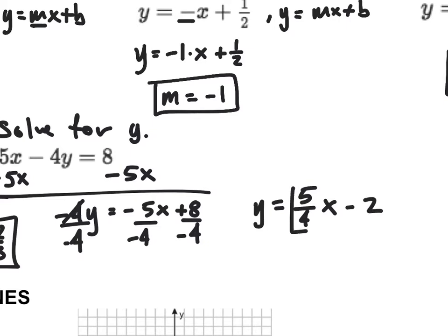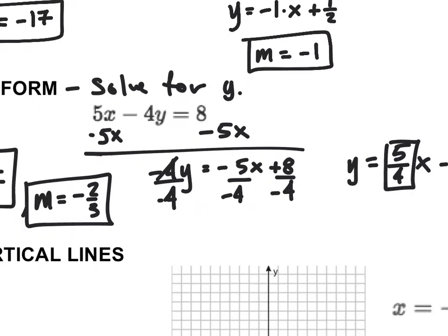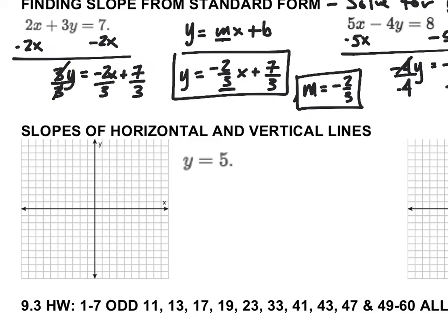So now I'm looking for the number in front of the x, and that's my slope. m is equal to 5/4, and that's my answer. All right, let's look at slopes of horizontal and vertical lines.